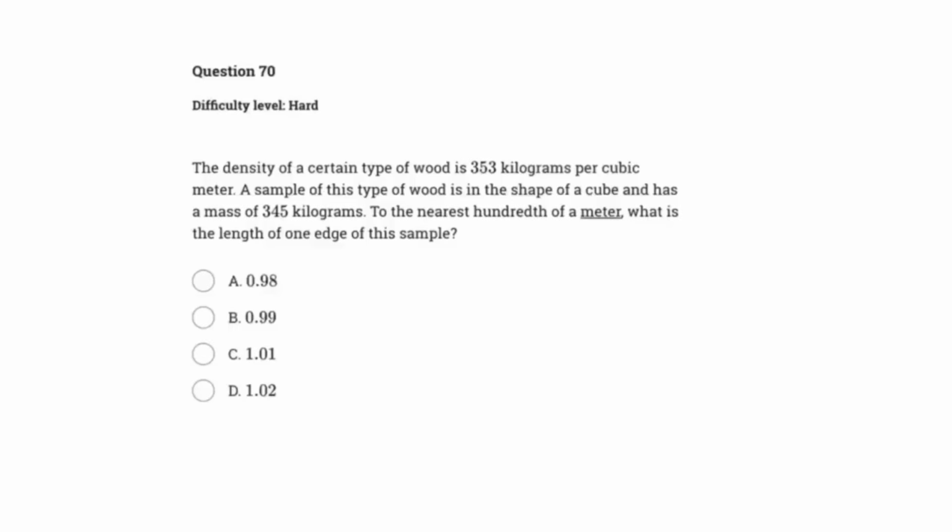Density of a certain type of wood is 353 kilograms per cubic meter. A sample of this type of wood is in the shape of a cube and has a mass of 345 kilograms. To the nearest hundredth of a meter, what is the length of 1 edge of this sample? All right, so as you know, density pretty much is the same regardless of how much you have of that material, right? So if we have a sample of this wood, the density of that wood is always going to be 353 kilograms per cubic meter.